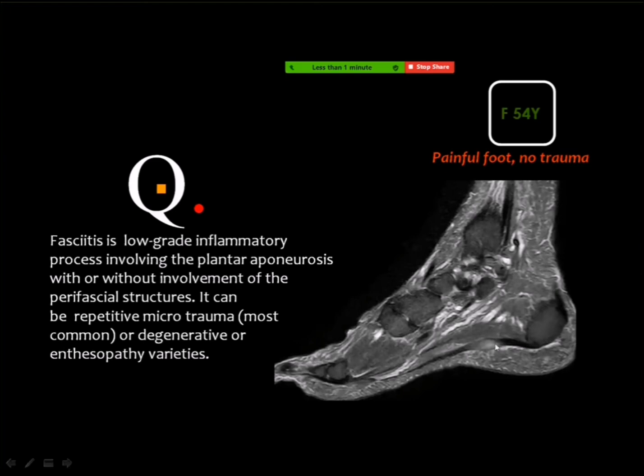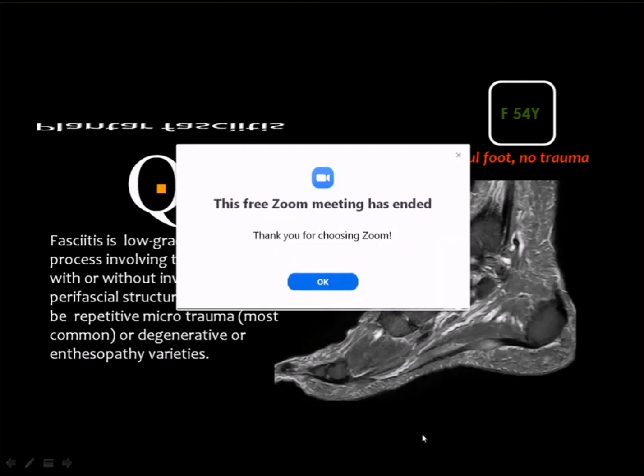What is the name of this structure? Plantar fibromatosis. No, this is just plantar fasciitis. Plantar fibromatosis, you got a mass, but here you got just thickening of the plantar fascia with abnormal signal in the T2-weighted image, which is diagnostic of plantar fasciitis.